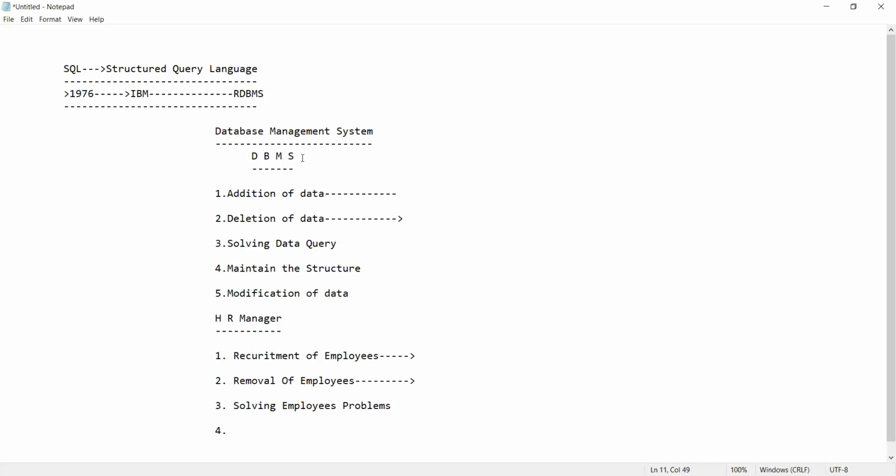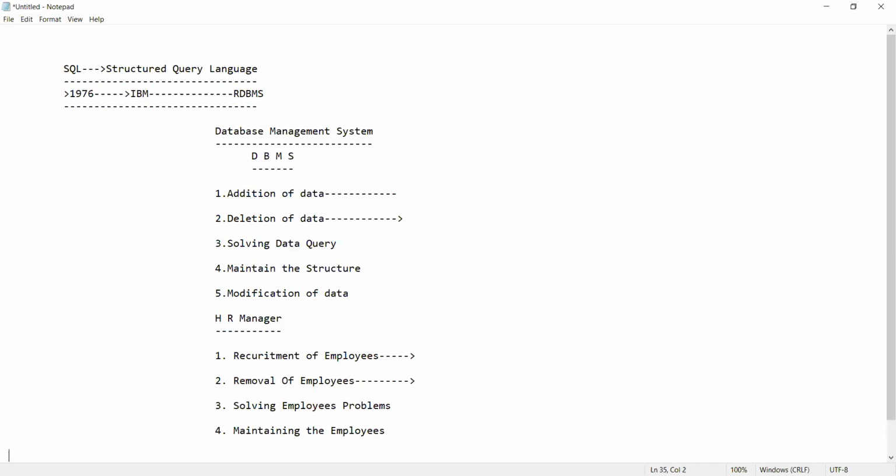Here also, maintaining the employees is a task of the HR manager. In the same way, maintaining the employees is the task of the HR manager.